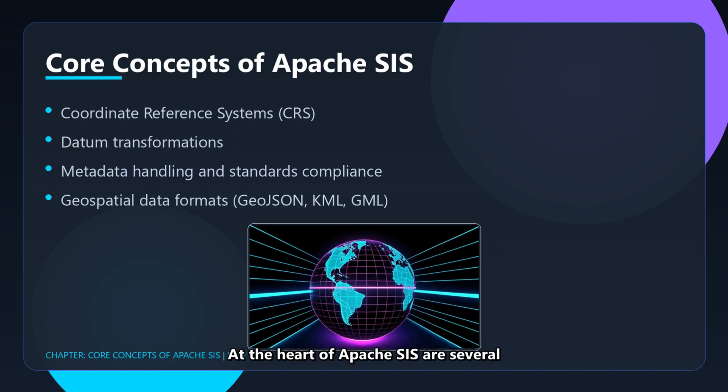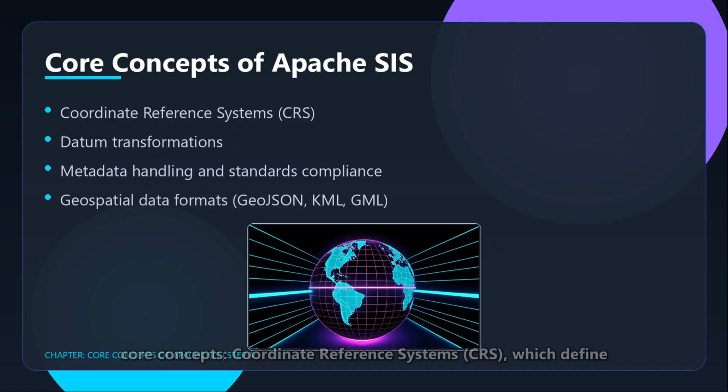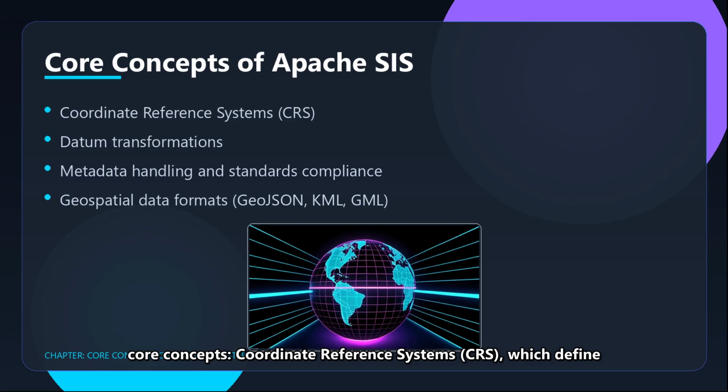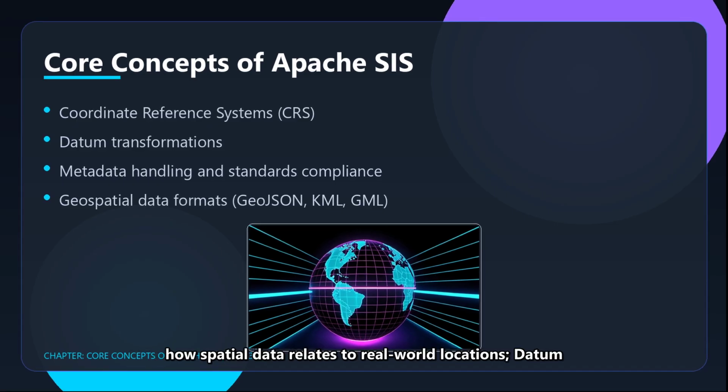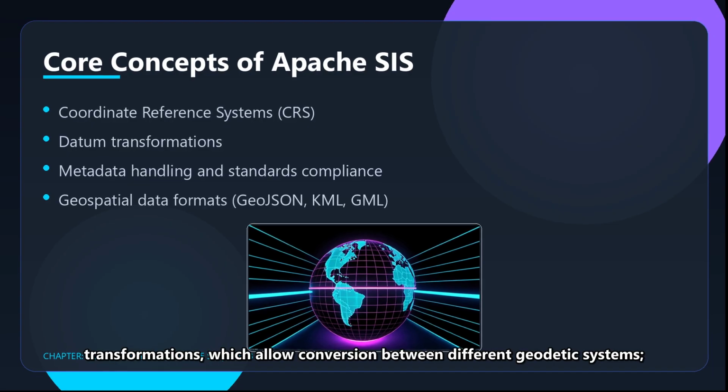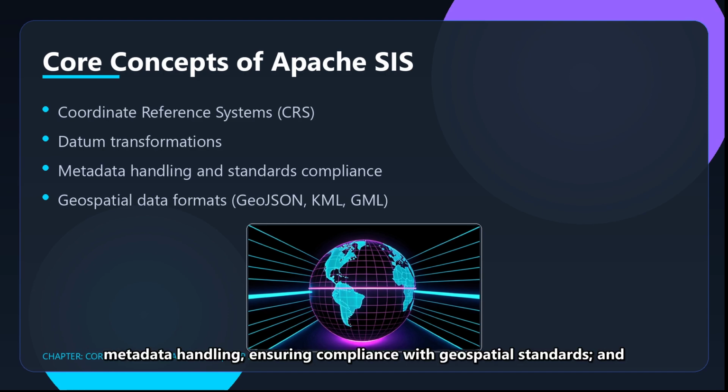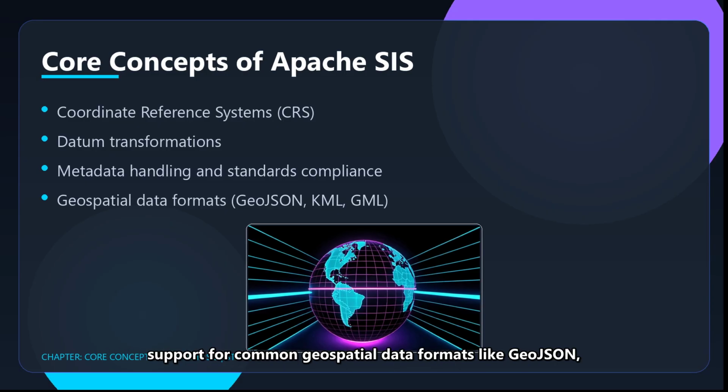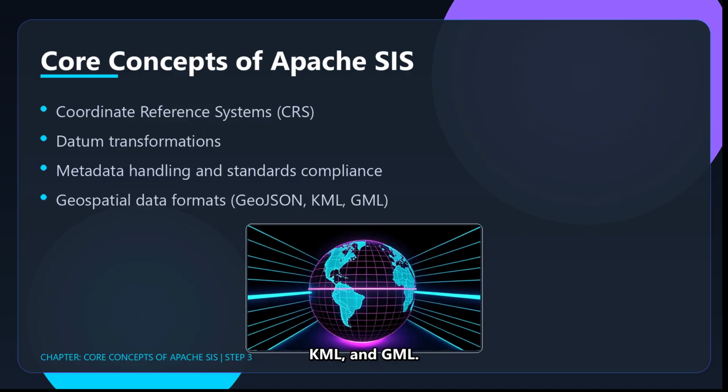At the heart of Apache SIS are several core concepts: Coordinate Reference Systems, CRS, which define how spatial data relates to real-world locations; Datum Transformations, which allow conversion between different geodetic systems; Metadata Handling, ensuring compliance with geospatial standards; and support for common geospatial data formats like GeoJSON, KML, and GML.